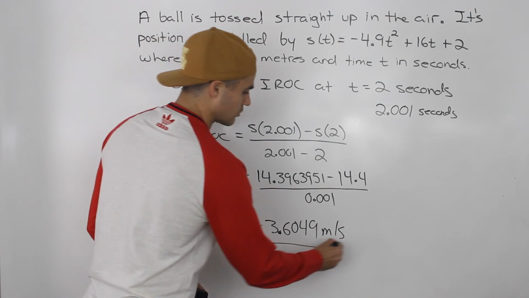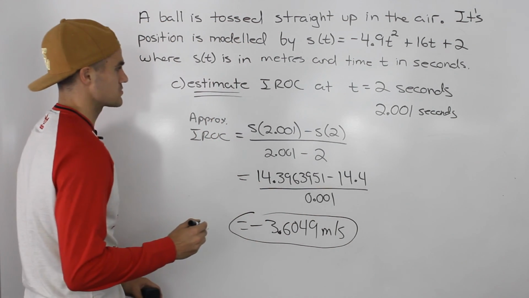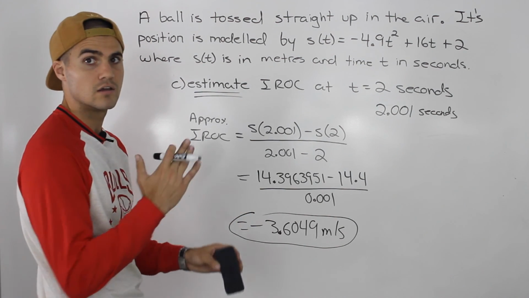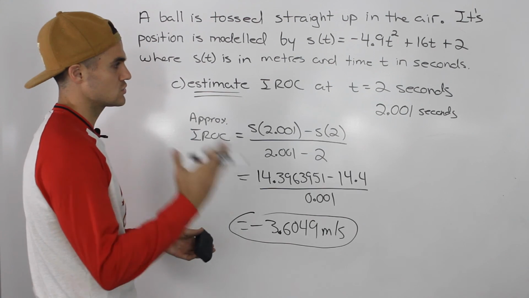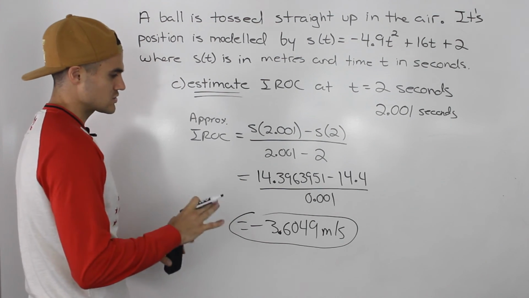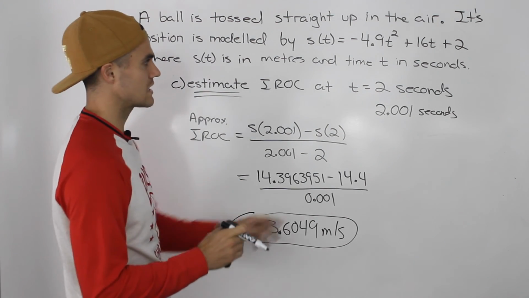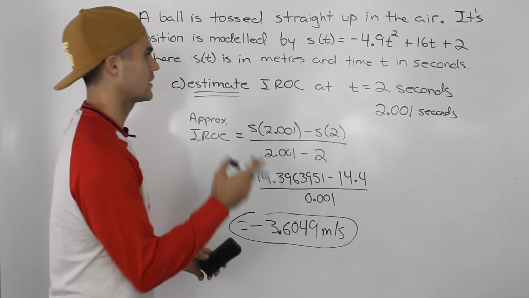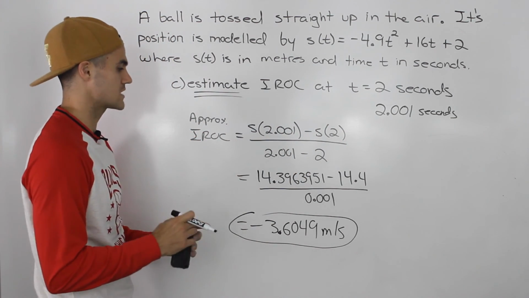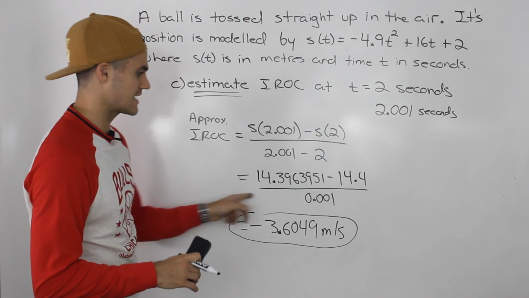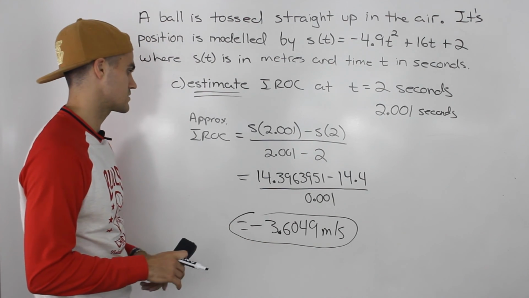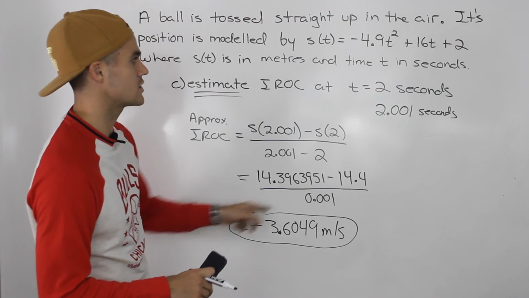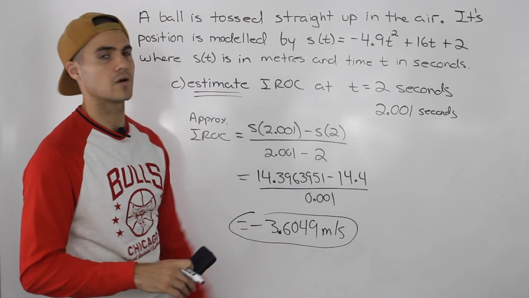So approximately negative 3.6 meters per second, which is the same as the average rate of change that we got from 1.5 seconds to 2.5 seconds. And that sort of makes sense because notice how 2 seconds is in between that interval in part B, 1.5 seconds and 2.5 seconds. So makes sense that it's going to be around there. So this is the approximate instantaneous rate of change at a time of 2 seconds.